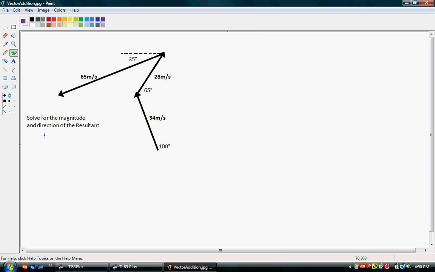Here it says to solve for the magnitude and direction of the resultant. So we're going to be solving for the length of the resultant and also for the direction here. Now the first thing to do would be to draw our resultant. Okay, so we know that the resultant always goes from start to finish.